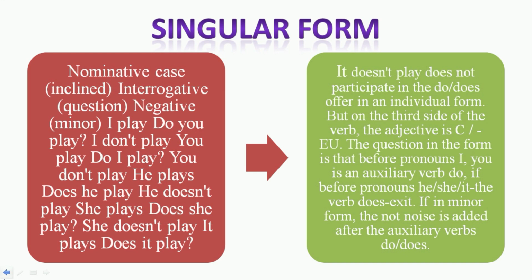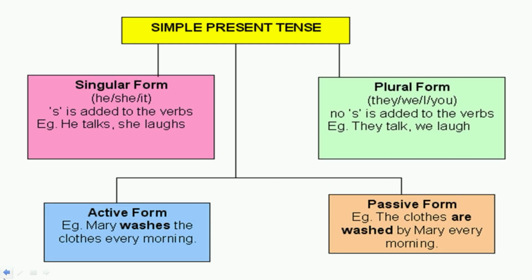The question form: before the pronouns I, you, the auxiliary verb do is used. If before the pronouns he, she, it, the verb does is used. In negative form, the word not is added after the auxiliary verbs do and does, of course. Present simple tense, singular form, plural form. He, she, third person, S is added. He talks, she laughs. Okay, here is our repeated slide.